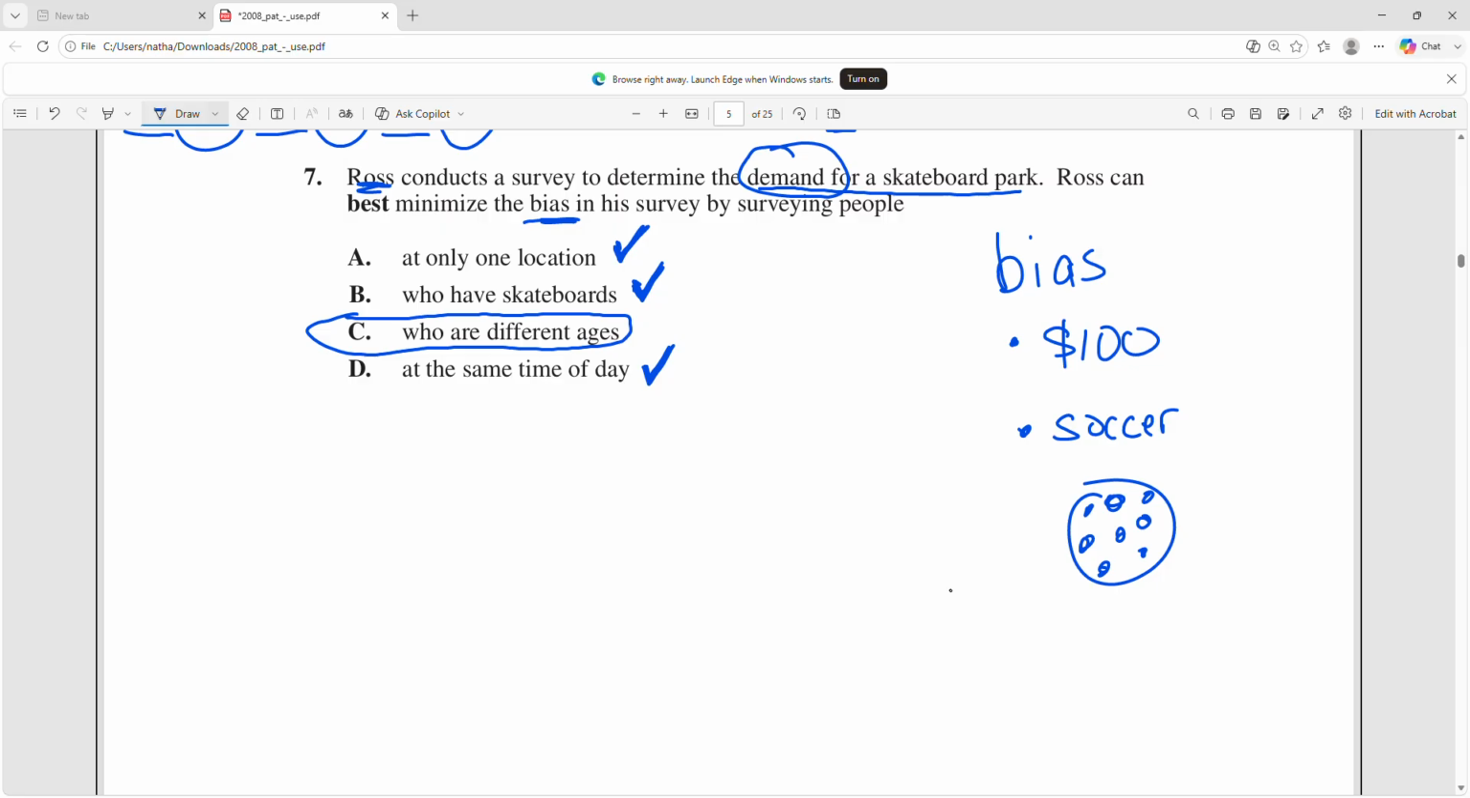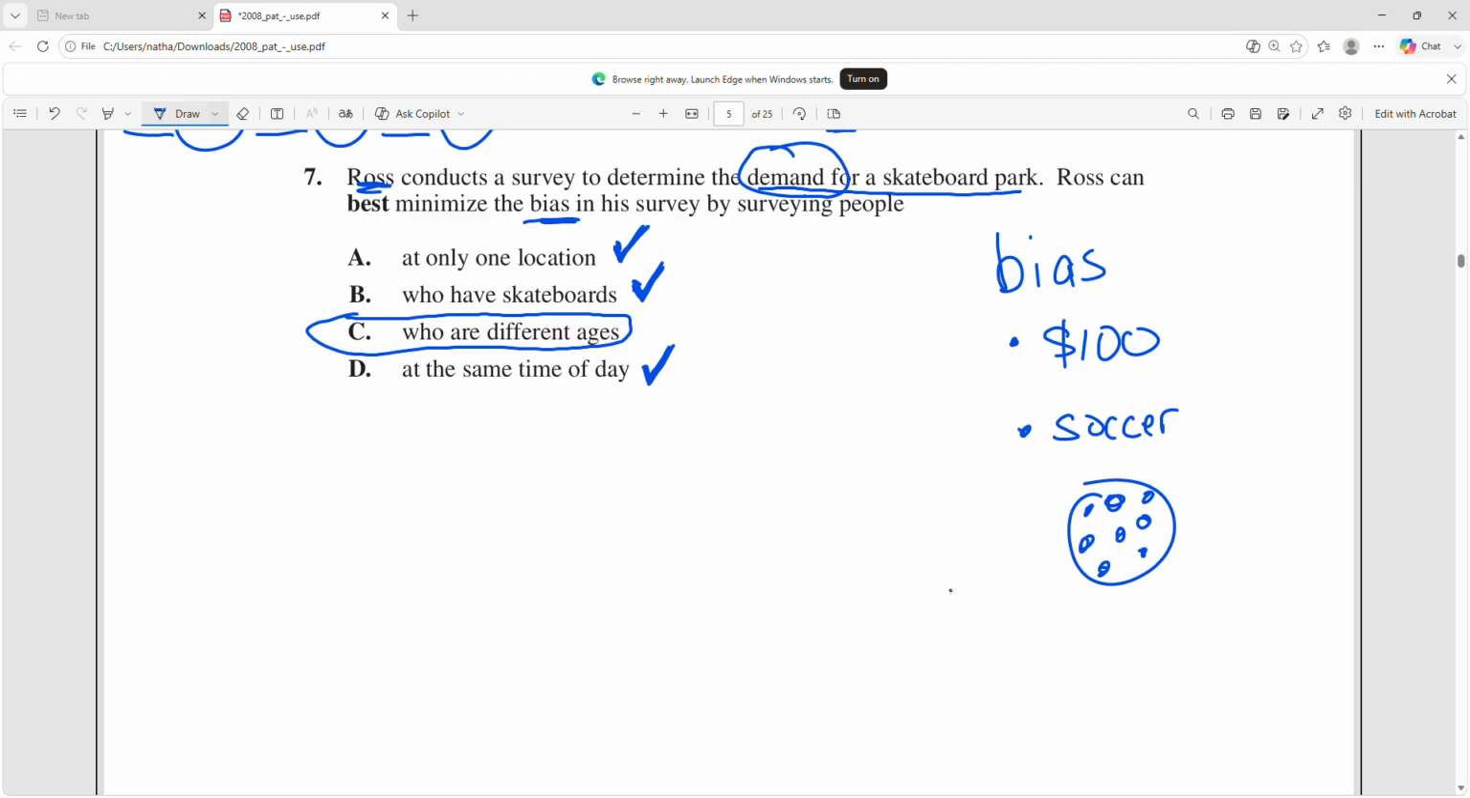And if he asks people only at 4 p.m., maybe he's going to find just kids who have just come out of school, and he's not really getting the best result. So asking at the same time of day isn't necessarily the best idea. Asking only people who have skateboards, it's going to seem like his park is very, very in demand if he focuses only on them. And if he only asks people, I don't know, at the food court, maybe that's also not a good idea. So by asking people who are different ages, we're not specifying anything else.